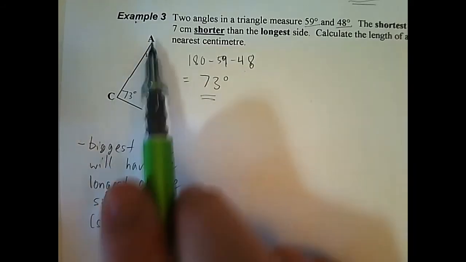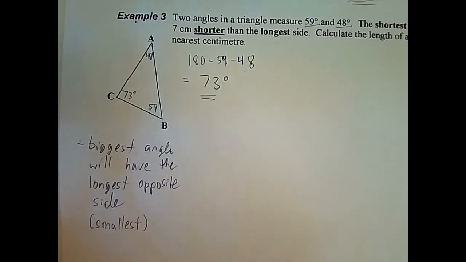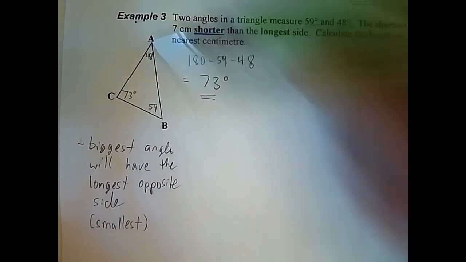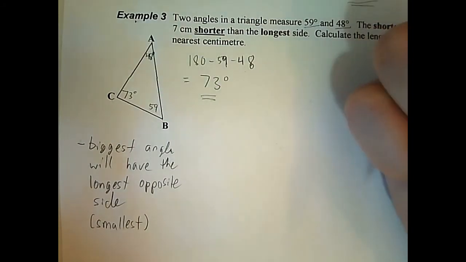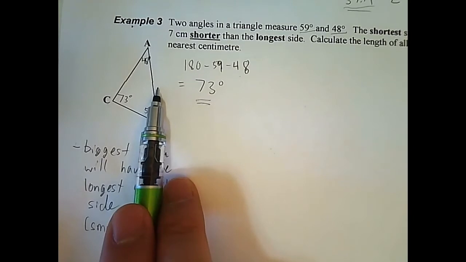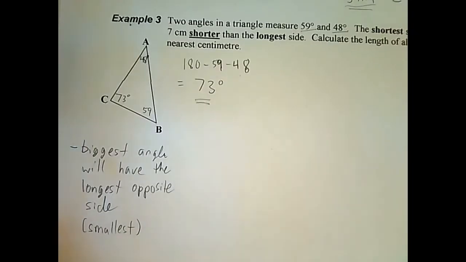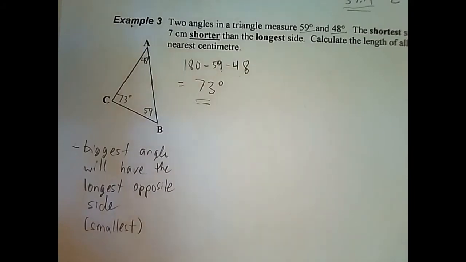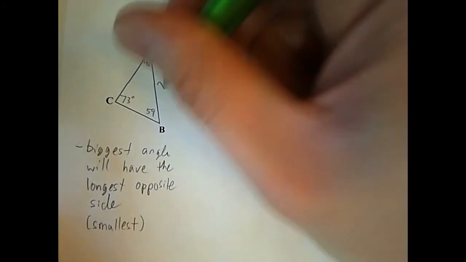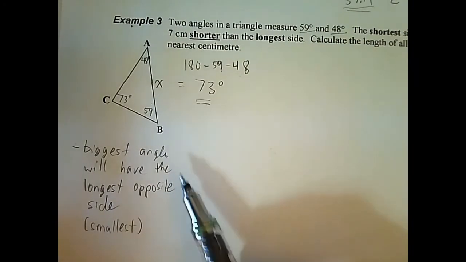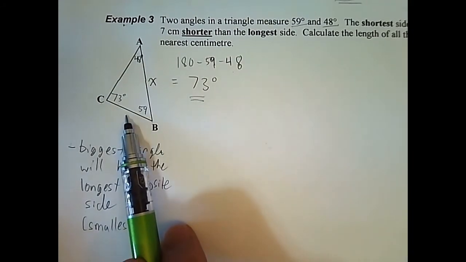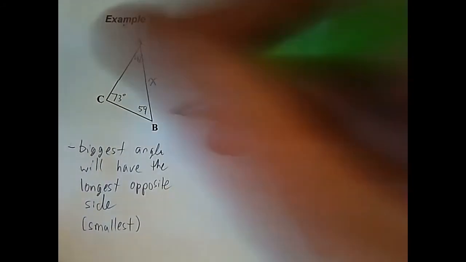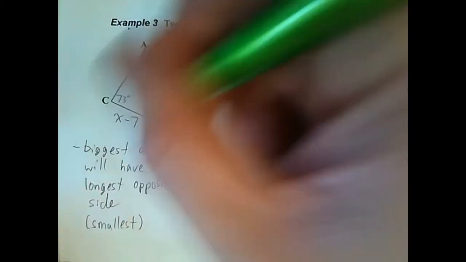So which side here, this one, or this one, is going to be our longest side? Just by looking at it, you know that this looks to be the longest, and that is across from the biggest angle. So we're going to say that this is the longest side. And the shortest side is 7 centimeters shorter than the longest side. So let's just call the longest side x. And the shortest side should be opposite from the smallest angle. The smallest angle is 48. So this must be the shortest side. Let's say this is going to be x, but 7 centimeters shorter than x, so x minus 7.